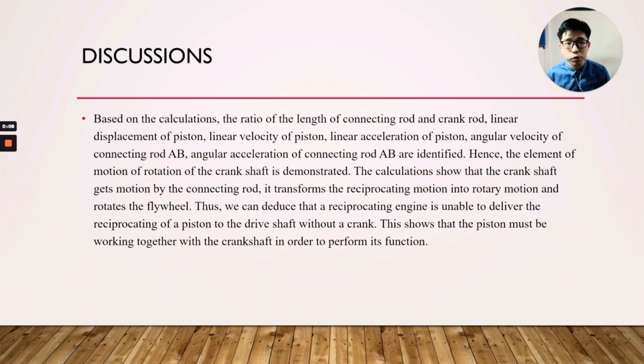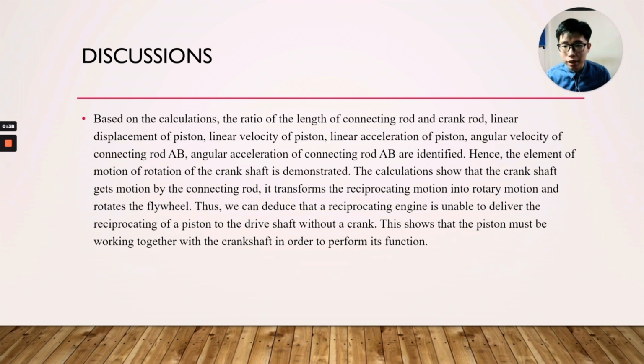So discussions will be done based on 3 parts. The first one is based on the calculations, the second one is based on the evaluation, and the third one will be based on the case study. So the first one, based on the calculations, the ratio of the length of connecting rod and crank rod, linear displacements of piston, linear velocity of piston, linear acceleration of piston, angular velocity of connecting rod AB, angular acceleration of connecting rod AB are identified.